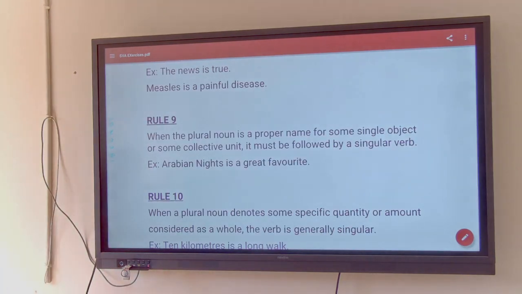When the plural noun is a proper name for some single object or some collective unit, it has to be followed by a singular verb. Example, Arabian Nights. Arabian Nights is the name of a book, which is considered a singular subject, and we use a singular verb with it, which is. It's a proper name. Similarly, physics is the name of a subject. It is written with an S, but we always use a singular verb with it. Physics is an easy subject. Physics is a difficult subject.